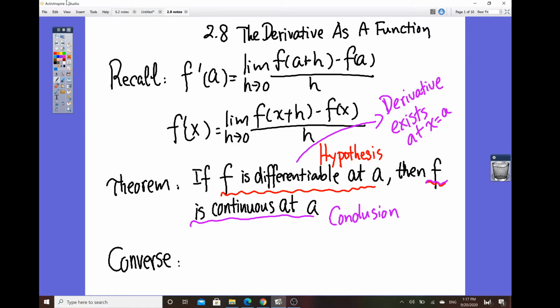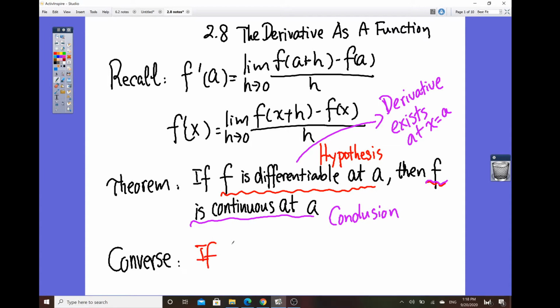One thing we notice, for the theorem: if f is differentiable at a, then f is continuous at a. If the function is differentiable at the position, then the function must be continuous. But what about the converse statement? A theorem is something that has already been proved, so it's always true. But what about the converse of this theorem?